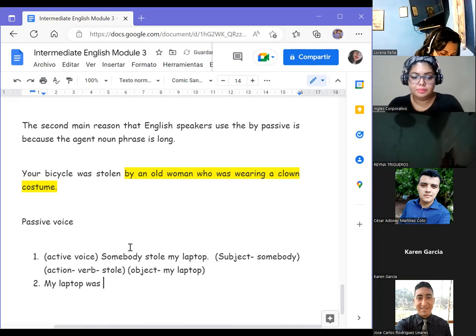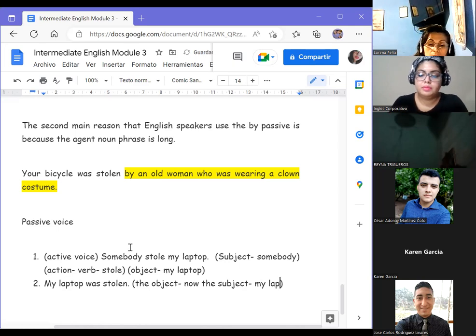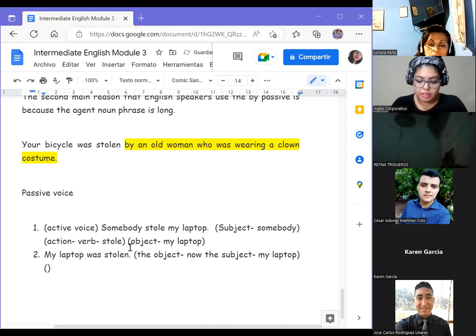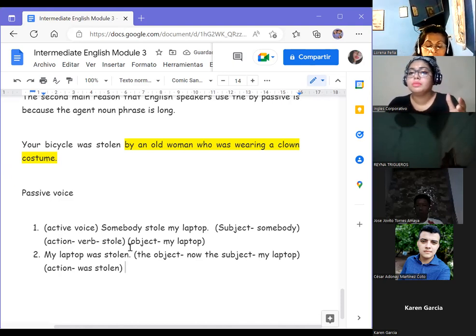was stolen, and that's the sentence. My laptop was stolen, and in that case, we are going to divide the sentence. The object now. The subject, we're going to say like this because it's the order of the sentence, is the phrase my laptop. Then it says the action, and we're going to write was stolen. In that case, the object is being affected by the action that someone performed. So in that case, we have two parts in that sentence. So my laptop was stolen. The object is now the subject because it's in the first part.